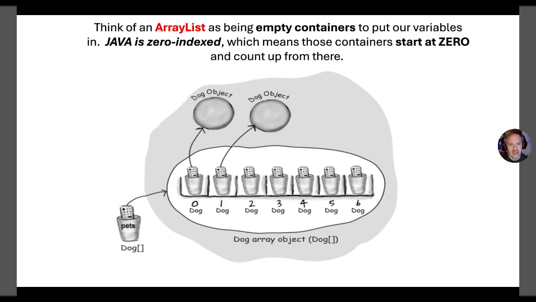So in Java, you have zero-based indexes, which means our containers start at 0. So if we were going to make an array out of dog objects, and we wanted to have 7 values or 7 variables in there, that array would start at 0 and go to 6. Now it's still 7. There's still 7 containers, but it starts at 0 and goes to 6. That causes a lot of confusion with people, especially when they start to learn arrays.